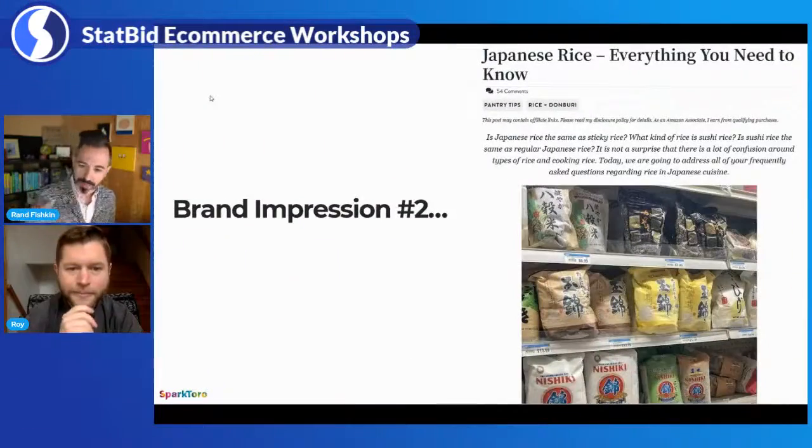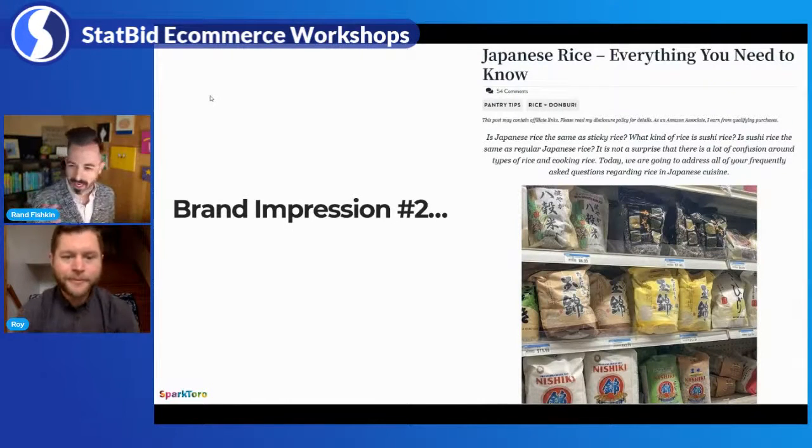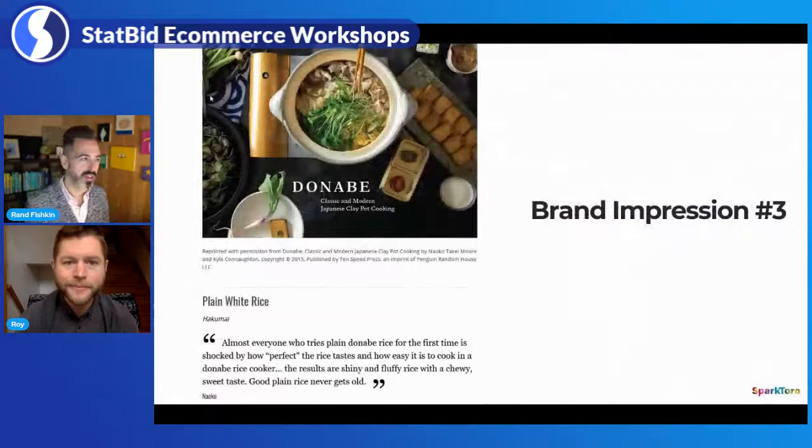I go check out the best way to make Japanese rice, and of course, it's recommending that I get a donabe, which is essentially this clay earthenware pot that heats up in a very particular way and cools down in a particular way. And I see, oh, okay, there's this cookbook about donabe and all these things from it. Almost everyone who tries plain donabe rice for the first time is shocked by how perfect the rice tastes and how easy it is to cook. Oh man, that sounds really good.